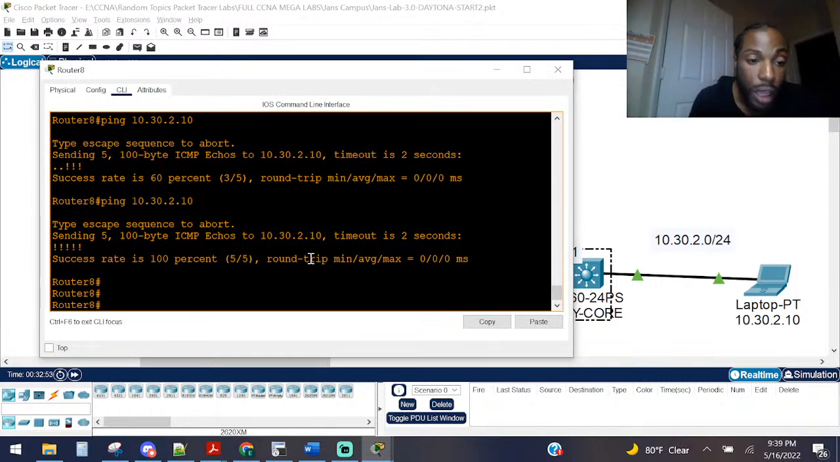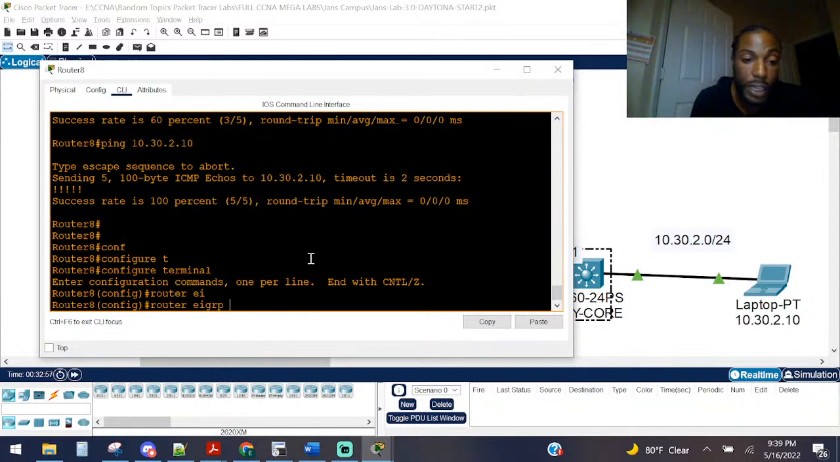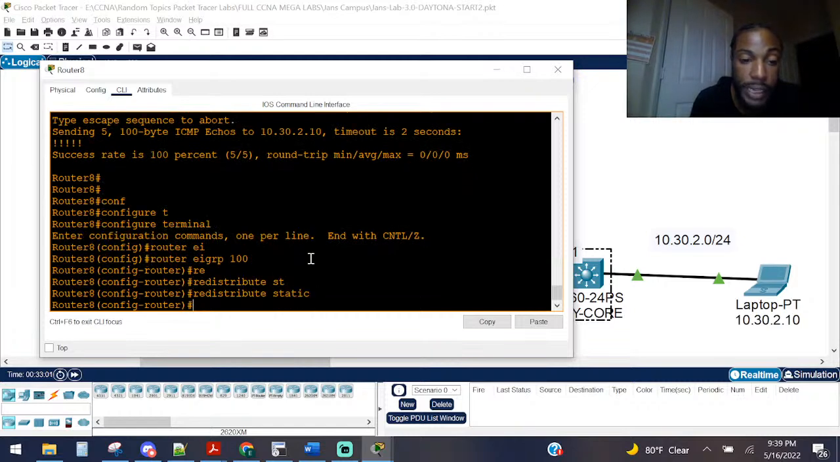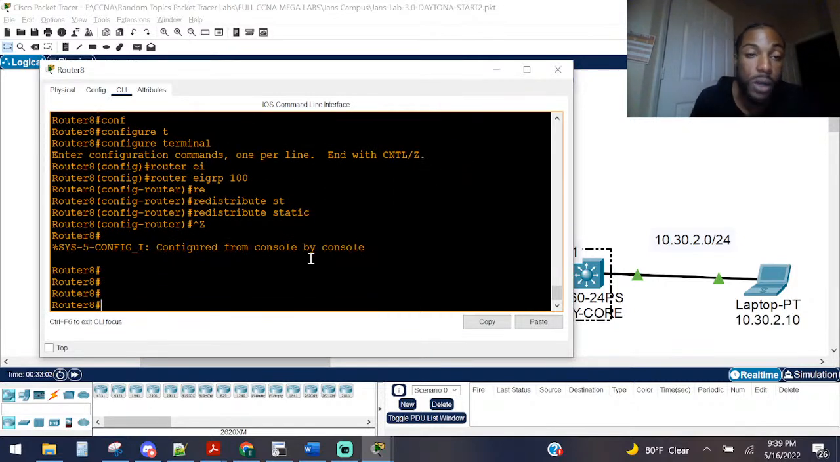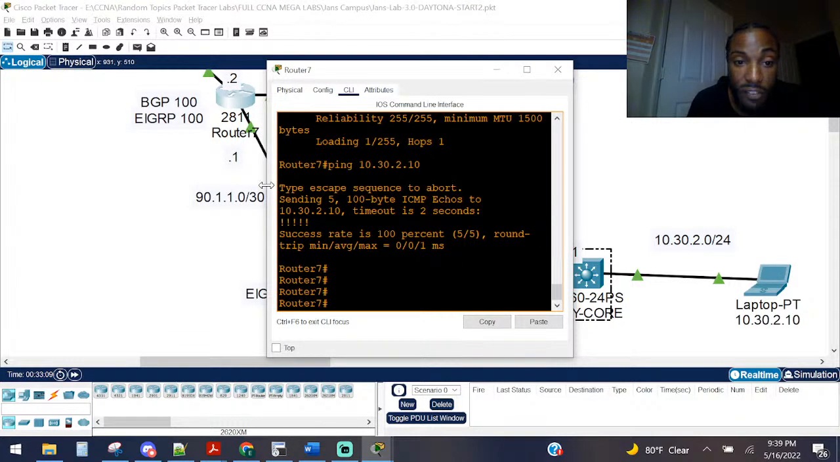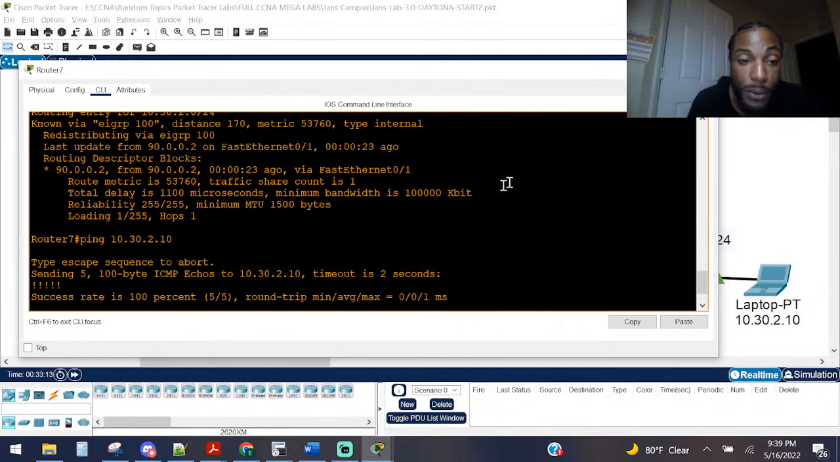Go to global config mode. We go to router EIGRP, ASN is 100. We just say redistribute the static route that he learned about. So now, we already know he knows how to get there, but at first I believe he had one way to get there, which was via router 7, right?